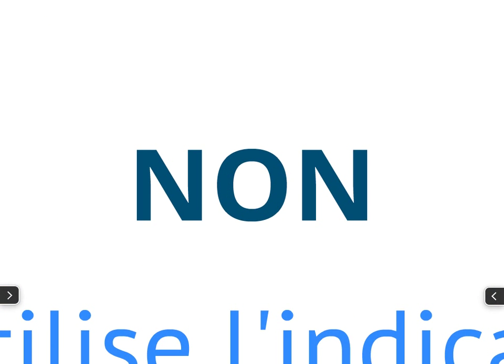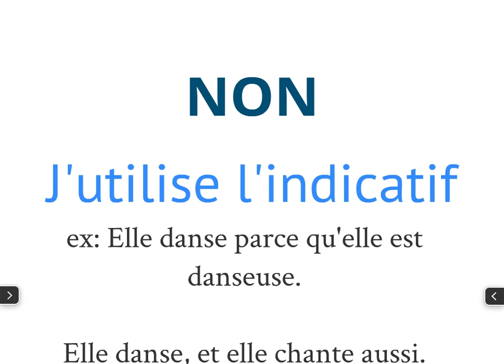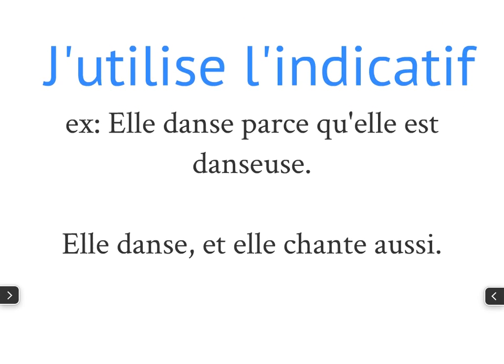No. If the answer is no, so if I've got two verbs, but the first verb doesn't set up a mental perspective, I use the indicative. Easy. Par exemple, elle danse parce qu'elle est danseuse. J'ai deux verbes: elle danse, elle est. Mais je n'ai pas de perspective mentale. Bien. Ou bien, dans la deuxième, elle danse et elle chante aussi. Oui.